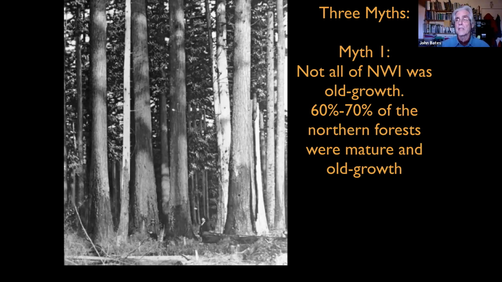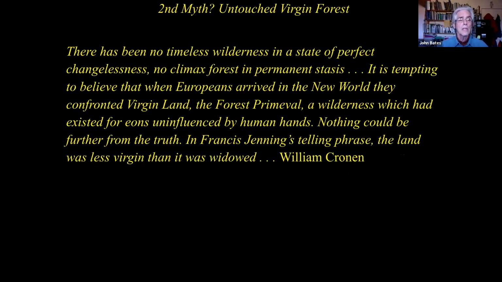Second myth is that this was an untouched virgin forest. I love this quote by William Cronin, and if you'll bear with me, I'm just going to read it because it's so well said. He says, "There's been no timeless wilderness in a state of perfect changelessness, no climax forest in permanent stasis. It's tempting to believe that when Europeans arrived in the New World, they confronted virgin land, the forest primeval, a wilderness which had existed for eons, uninfluenced by human hands. Nothing could be further from the truth. In Francis Jennings' telling phrase, the land was less virgin than it was widowed."